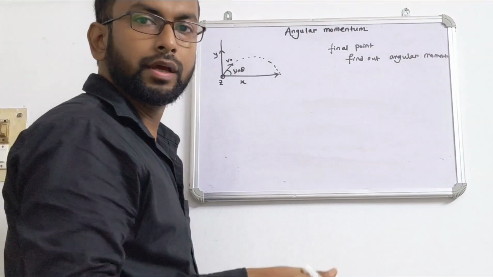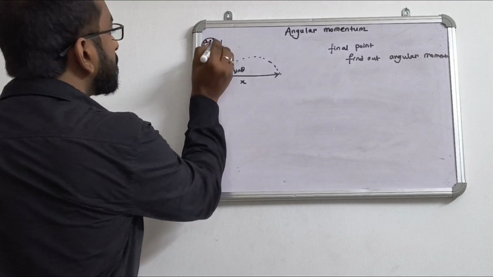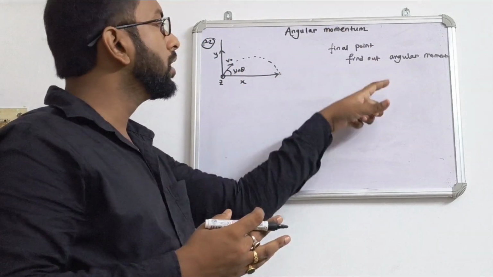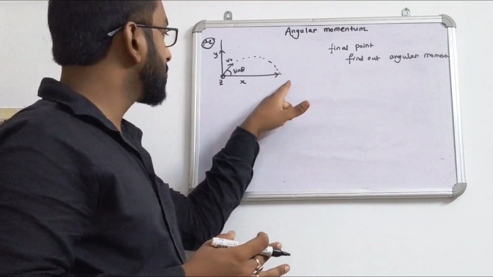Now let's see the extension of the first problem, problem number 2. Same problem, I am telling you to find out what will be the angular momentum at the final point, or the point of landing, with respect to the origin.